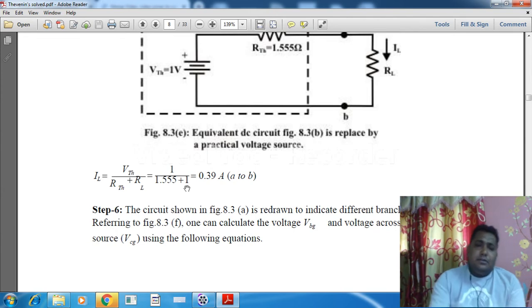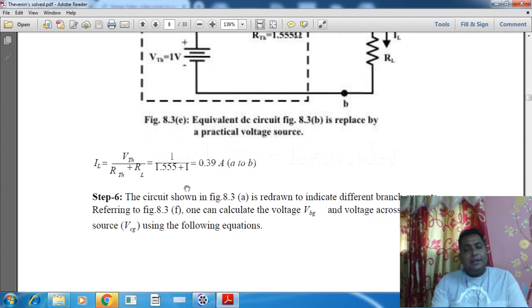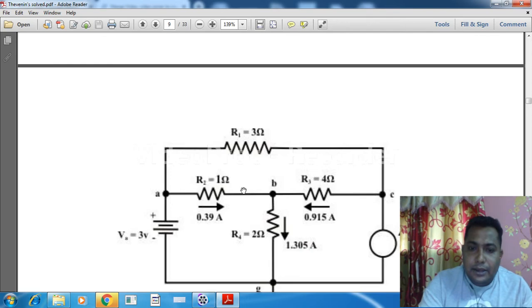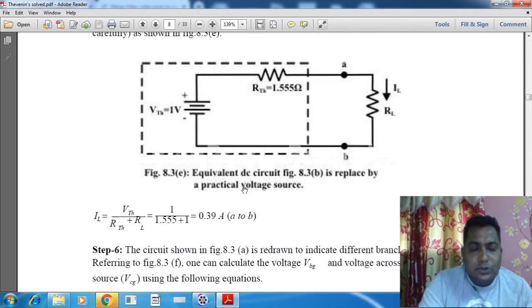1.555 plus 1, that is 1 by 1, 2.55, that is 0.39, that is 39. Yes, this is the solution for the first problem.